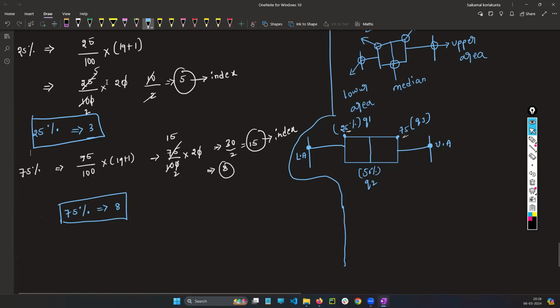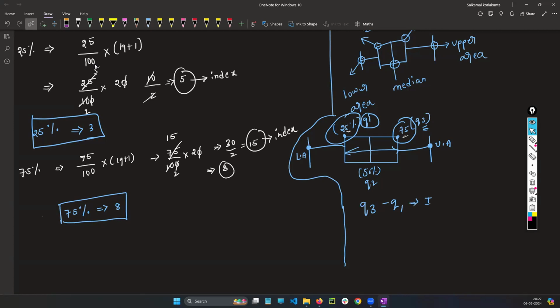See here, just check the visualization. They are asking to find out the 75 percentile data, which means Q3, and the 25 percentile data, which means Q1. We found these two. Next, what do you have to find out? The difference between these two areas. Q3 minus Q1 is known as the IQR.